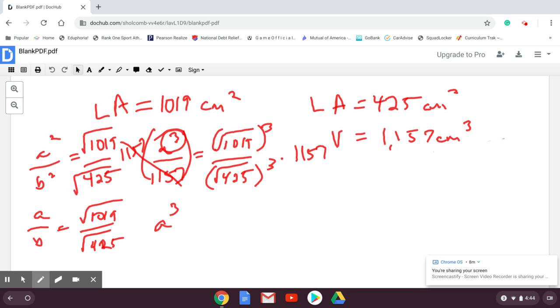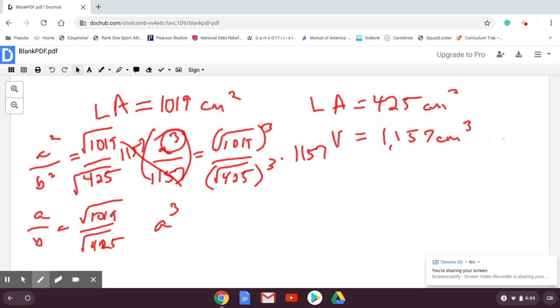Hit divide and use parentheses. Parentheses, the square root of 425. You have to hit the right arrow key to get out of the square root sign, then hit the caret and cube that number, then hit the arrow again to get out of the cube and close the parentheses. Just look at your calculator and be careful with it, but we've got to do all this in parentheses to make sure we go through the order of operations properly. Hit enter on that, and now you've got a ratio of 3.71 never-ending decimal.